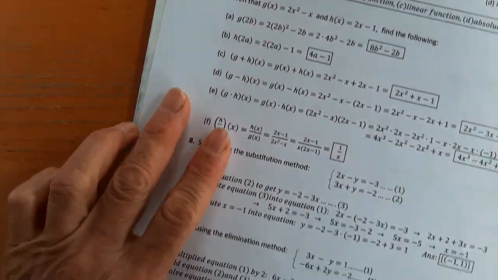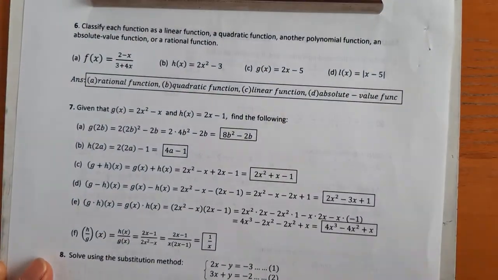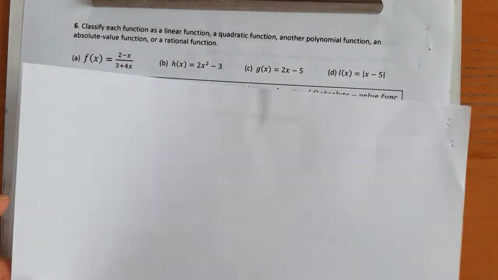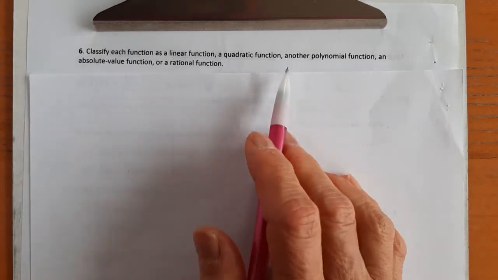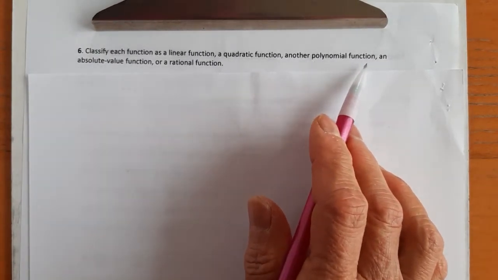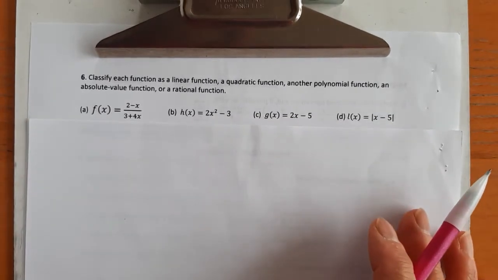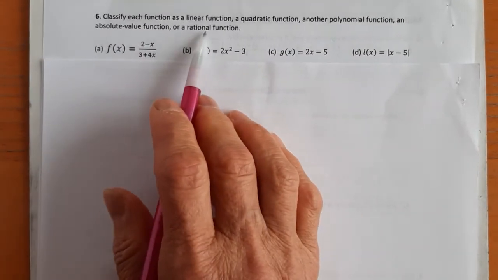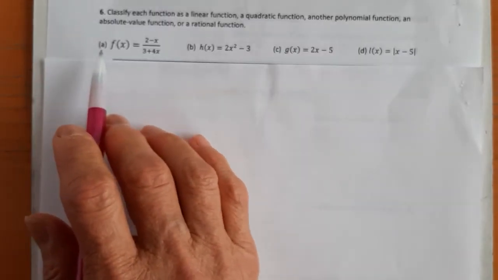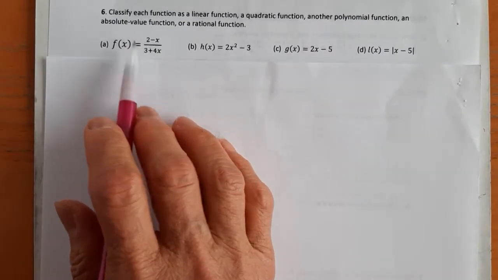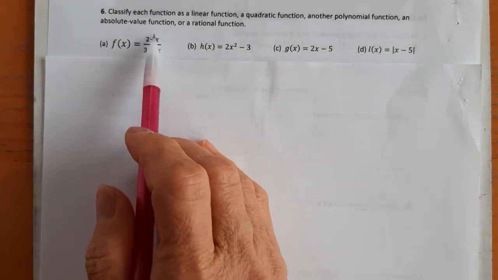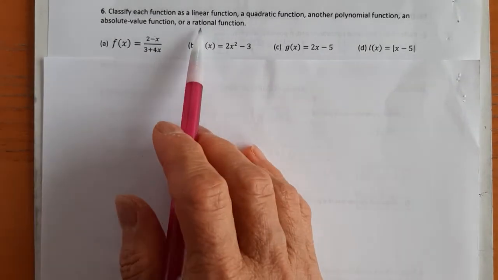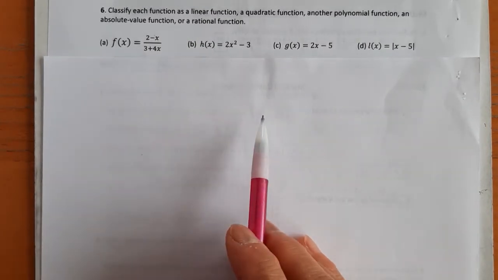Then question 6. Classify each function as a linear function, quadratic function, another polynomial function, an absolute value function, or a rational function. A, 2 over x, this is in fractional form. A fraction is a rational number. So as long as it is a polynomial divided by a polynomial, we call it a rational function. So A is a rational function.